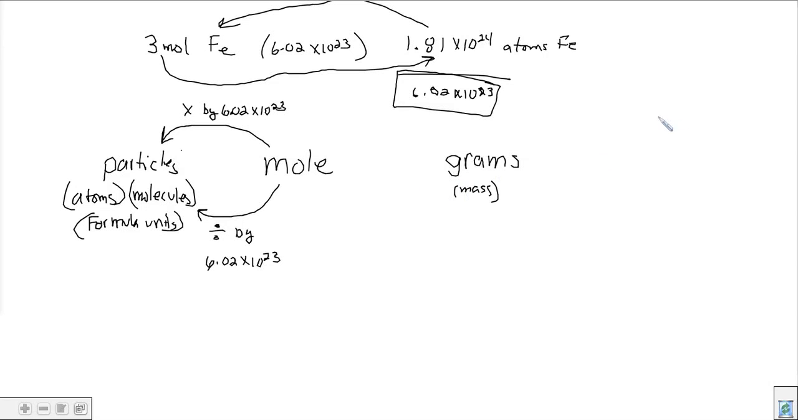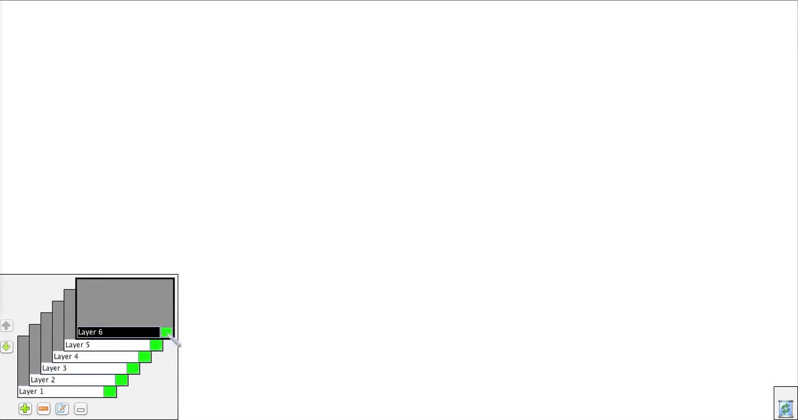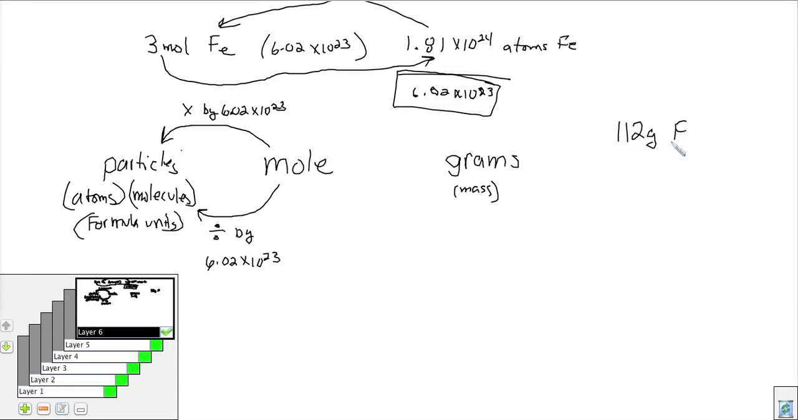Let's go back to my periodic table over here, and let's check it out. Iron is 56 grams in 1 mole. So I look that up, and now I know what iron is. It's 56 grams in 1 mole. So if I have 112 grams, I would say, okay, how many times does 56 fit into that? It's 2 times. So here I have 2 moles of iron, because every 56 grams equals 1 mole.